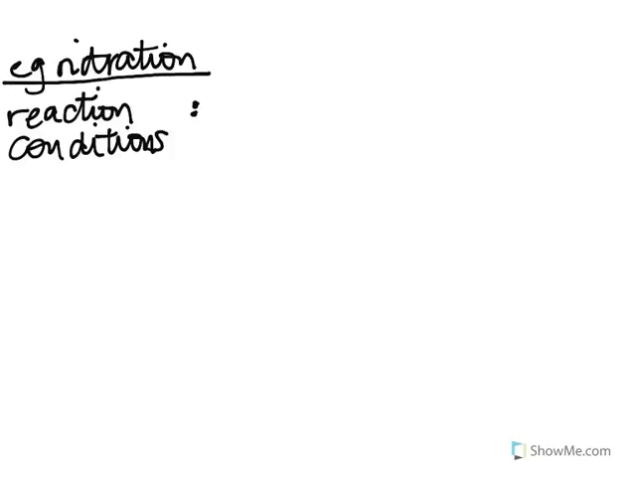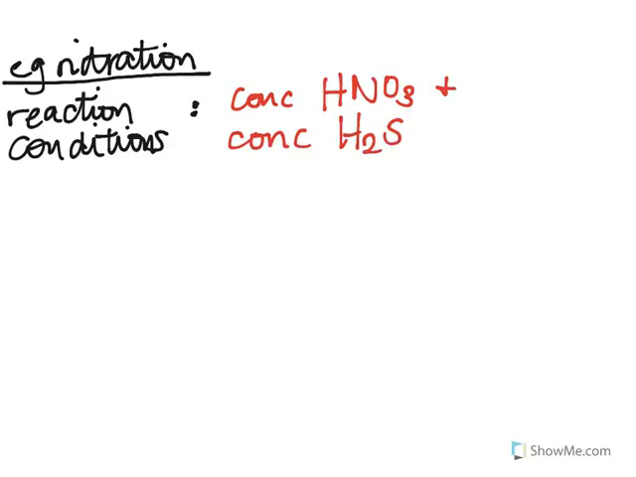So let's look at a specific example. We'll look at nitration of the benzene ring. In order to nitrate a benzene ring, we would use concentrated nitric acid, HNO3, and concentrated sulfuric acid, H2SO4. These two acids together will generate the electrophile that we're looking for, which will be NO2+.